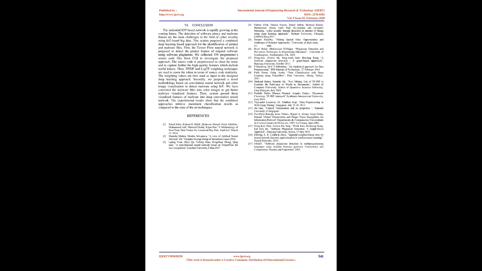We collected 100 programmers' source code files from CJ to investigate the proposed approach. The source code is pre-processed to clean the noise and to capture high-quality features which include useful tokens. Then TF-IDF and log-TF weighting techniques are used to zoom the tokens in terms of source code similarity. The weighting values are then used as input to the designed deep learning approach.